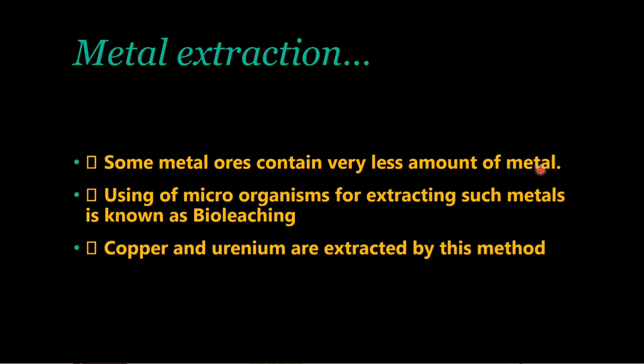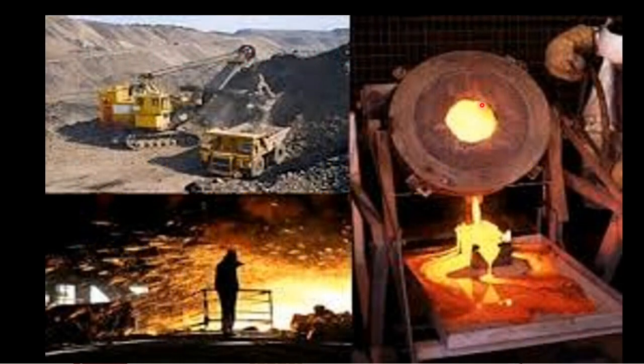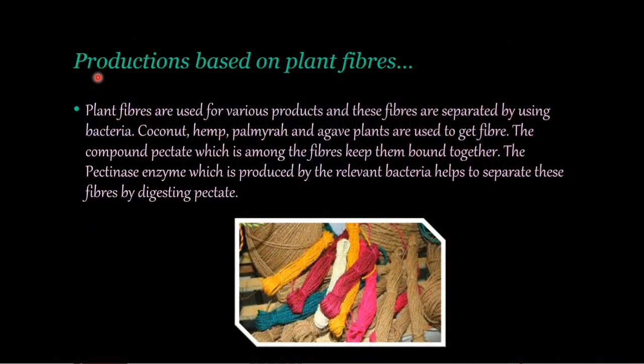The extraction of metals from ores with very little metal is known as bioleaching, and the best examples for bioleaching are copper and uranium, which are extracted by this method. Copper and uranium are the main two metals used in the industrial field. Copper and uranium are bioleached by using metal extraction. And you can see here the way of metal extraction. And productions based on plant fibers.